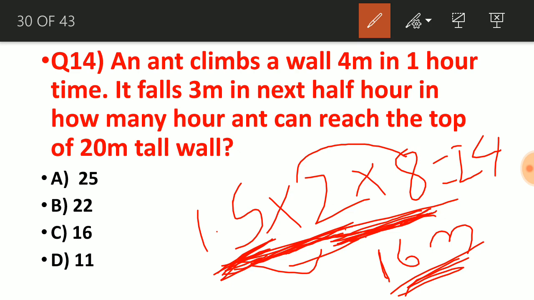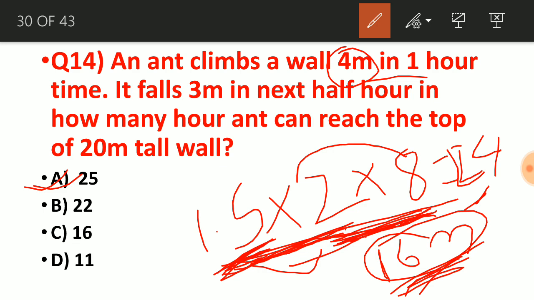In the next hour it again goes 4 meters up. In the next hour again it goes 4 meters up, so 24 plus 1. In 25 hours it will be at the 20 meter top, because in 24 hours it is at 16 meters. In the next 1 hour it will climb, and in that case we don't need to consider its fall because it is already at the top. So in 25 hours it will be at the top of the 20 meter tall wall.